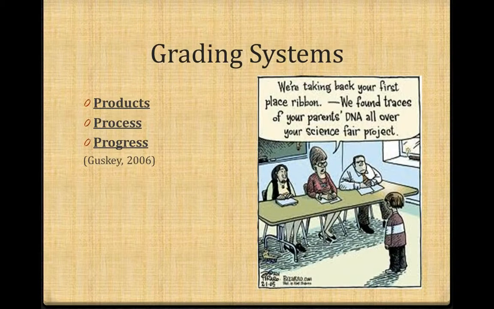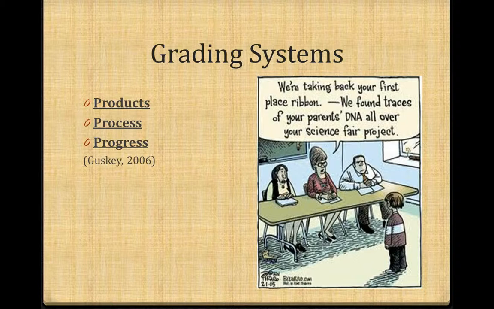Guskey, in his 2006 article, Making High School Grades Meaningful, highlights 3 areas grades are usually derived from. Product criteria addresses what students know and are able to do at a particular point in time. They relate to the student's specific achievements or level of proficiency as demonstrated by final examinations, final reports, projects, exhibits, or portfolios.